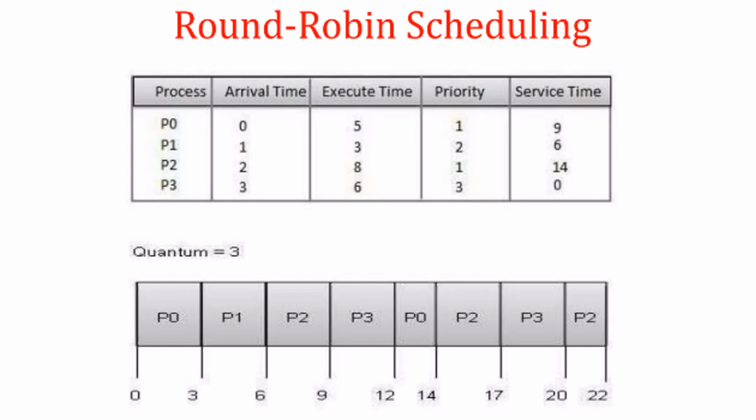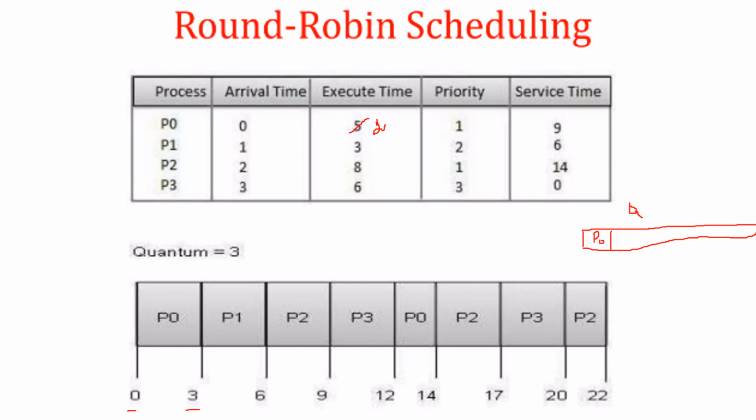Now we have to use the queue. First in our queue, we have to take P0. So first P0 will go. The quantum time is from 0 to 3. The burst time for P0 is 5, so the remaining execution time is 2. So it should go to the queue again.